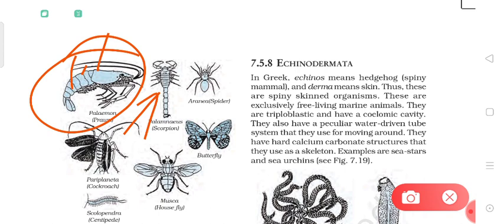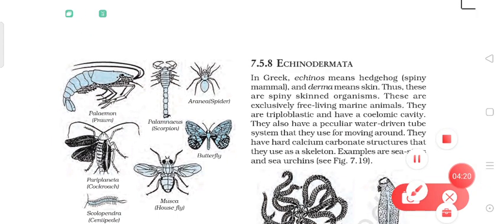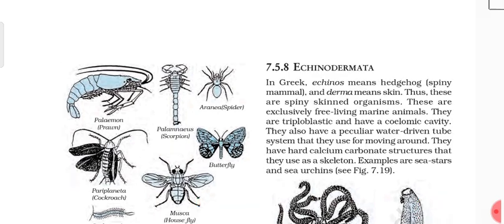The examples are these: prawn, that is the scientific name is Palaemon, right? And you can see the scorpion Palamnaeus, right? Periplaneta, cockroach, Musca, housefly, butterfly and centipede.